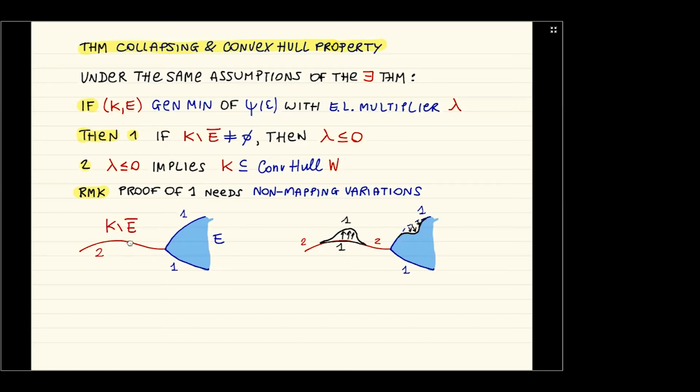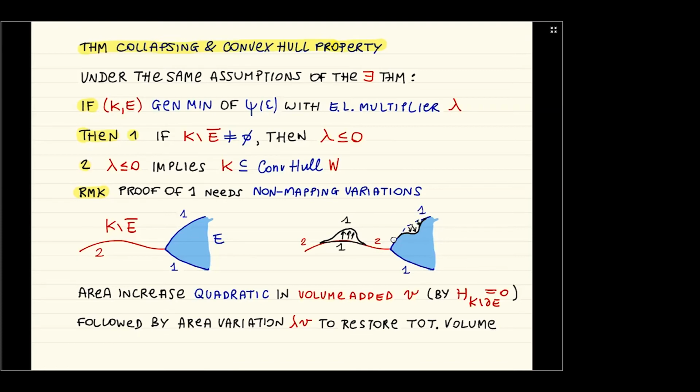Specifically, see here, I have the collapse region with multiplicity 2. The kind of competitor we use is like we open up this multiplicity 2 region into two multiplicity 1 regions, and then we recover the volume somewhere else. Because we are adding volume, we have to decrease volume somewhere else in the wetted part. If you do your computation, if E has positive curvature, as in this picture, then you have a gain in energy. That's impossible for a minimizer. So that's why for minimizers, this lambda must be negative.